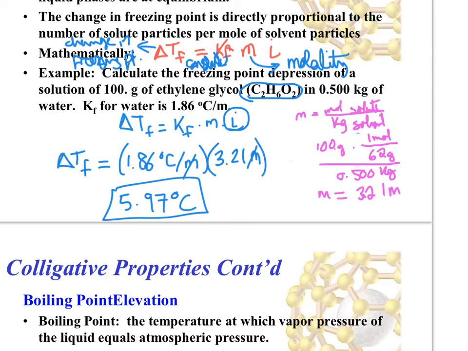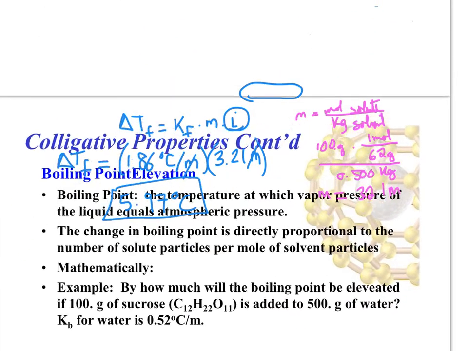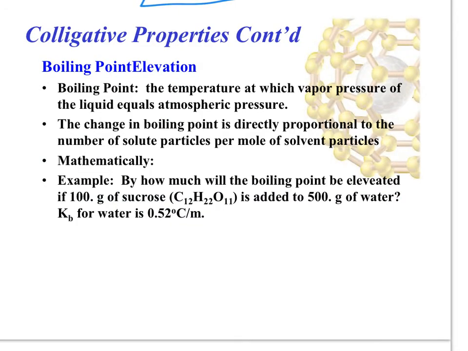Okay, let's look at the next colligative property. So the next property is boiling point. So let's think about how boiling point is affected.